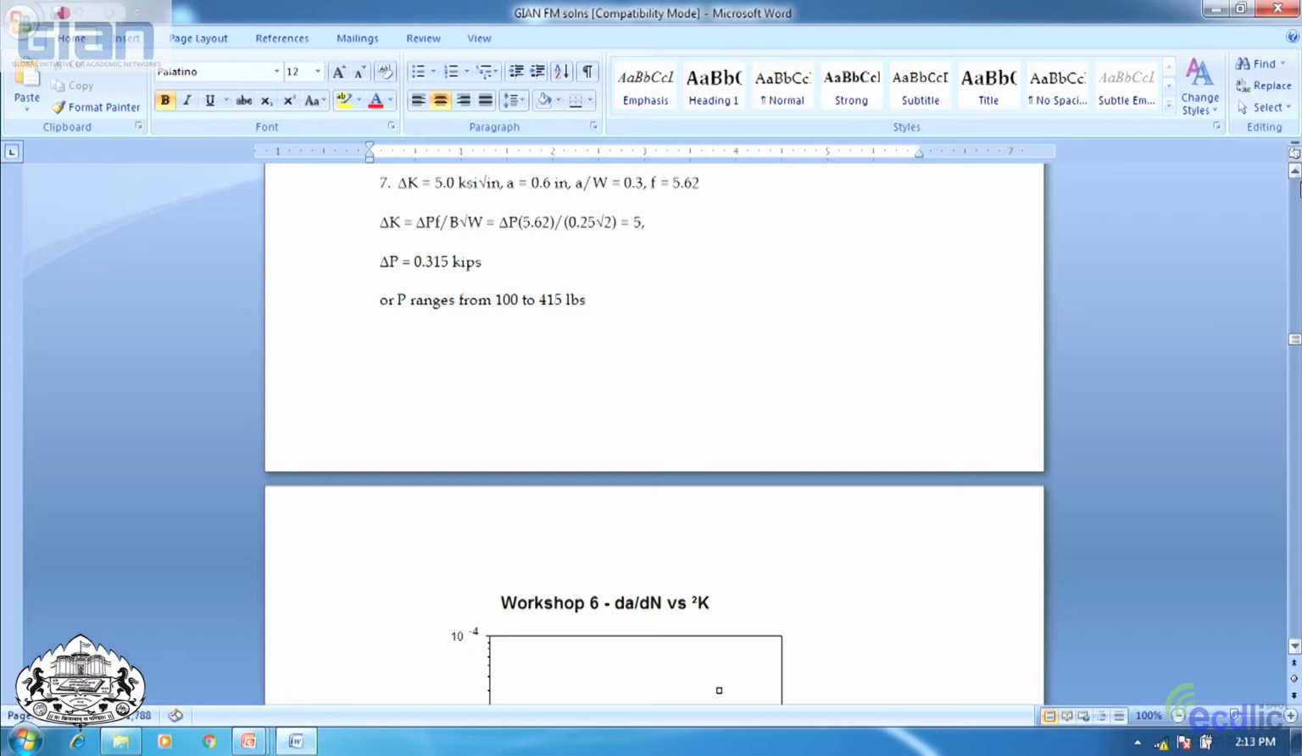The unknown is the delta P, which came out in terms of kips, 0.315 kips, or 315 pounds. So then the load range 100 to 415 is that 315 range. So stay below 415 and you should get no crack growth from the delta K threshold point of view.